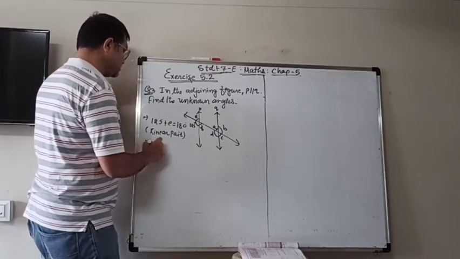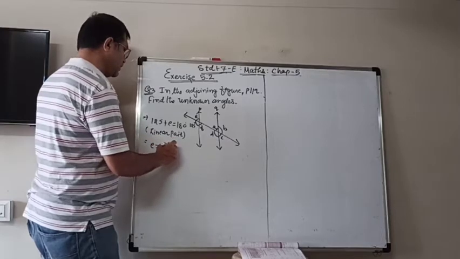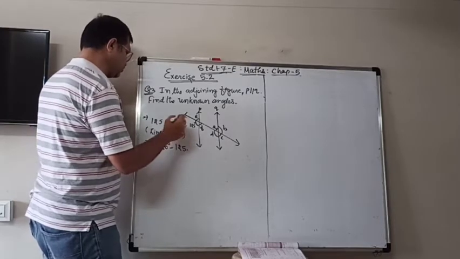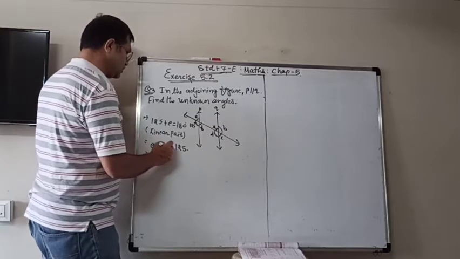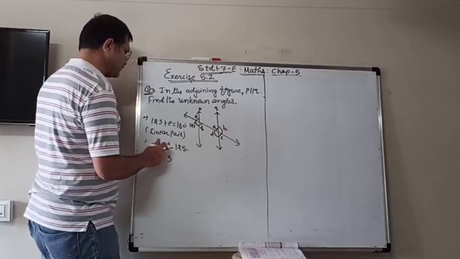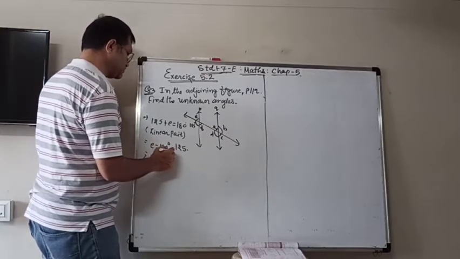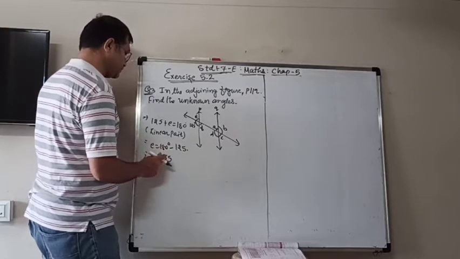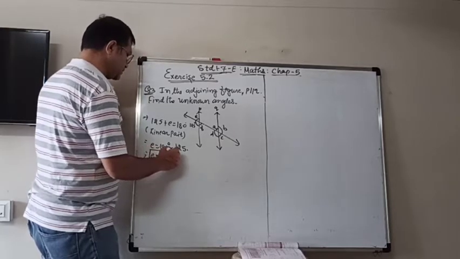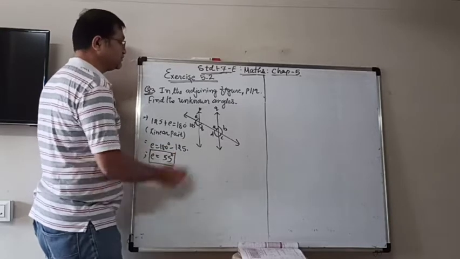It means that E is equal to 180 minus 125. So 10 minus 5 is 5, 7 minus 2 is also 5, and 1 minus 1 is 0. So the value of E is 55 degrees.